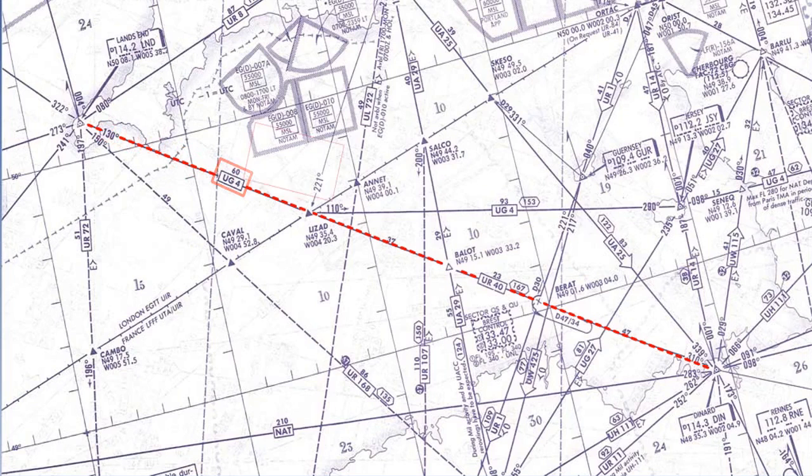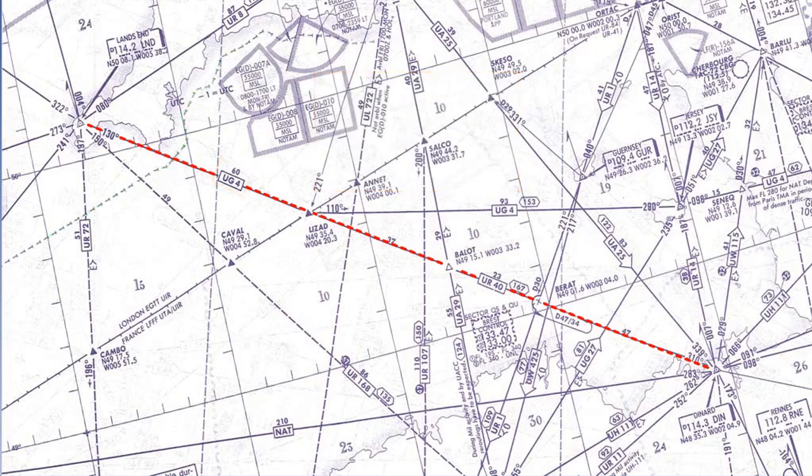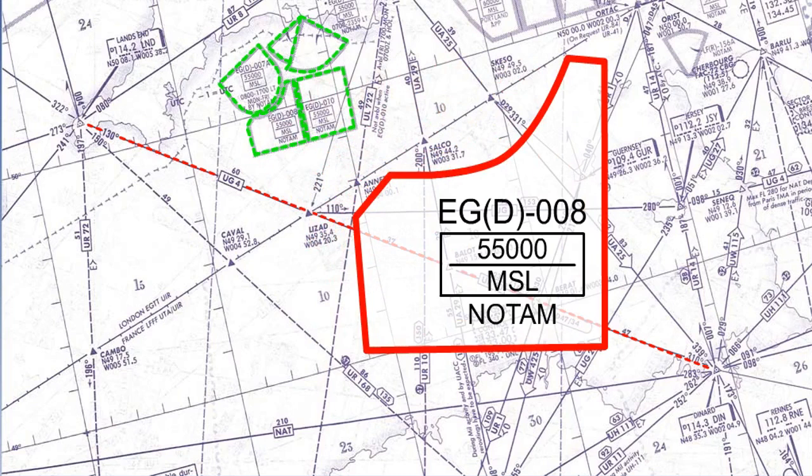The designation of this airway is Upper Golf 4, shown in the rectangle. Just south of the coastline, the airway crosses a time zone boundary. This defines the boundary between UTC and UTC+1. To the north of the track is some restricted airspace. The most southwesterly one is annotated EGD 008.